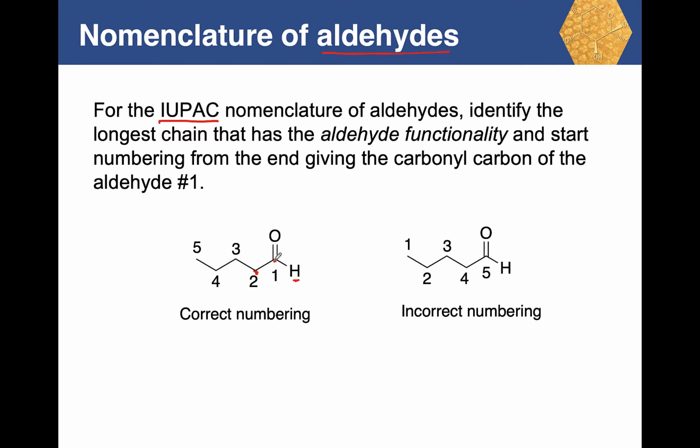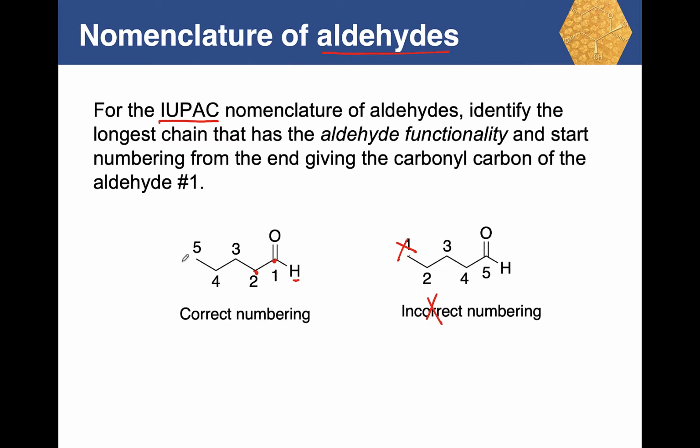The first rule is you have to number, starting with the carbonyl carbon as 1. So this is 1, 2, 3, 4, and 5. Notice we do not start at the other end. So this is wrong, this is the incorrect numbering system. Start here at number 1.